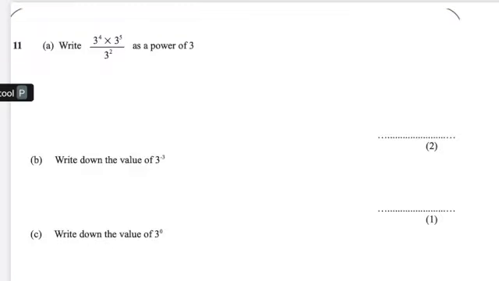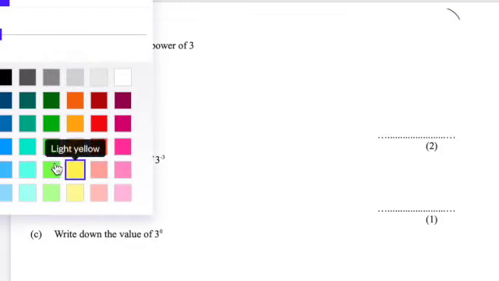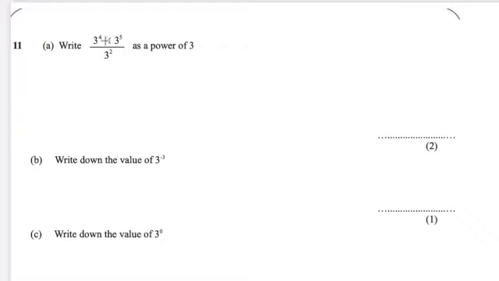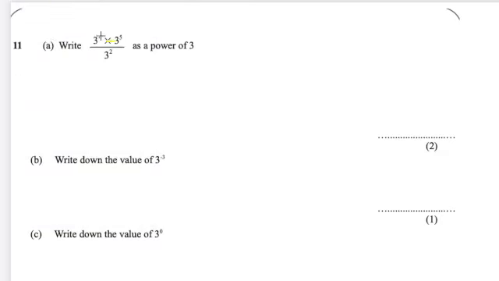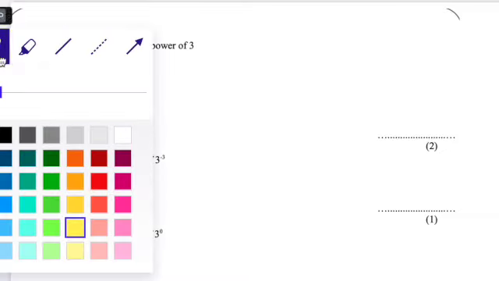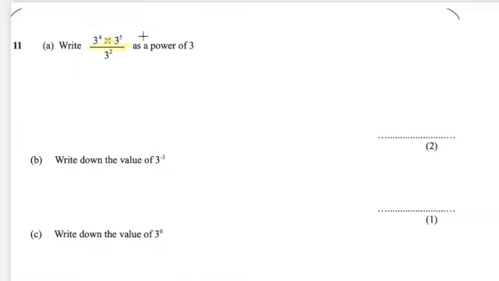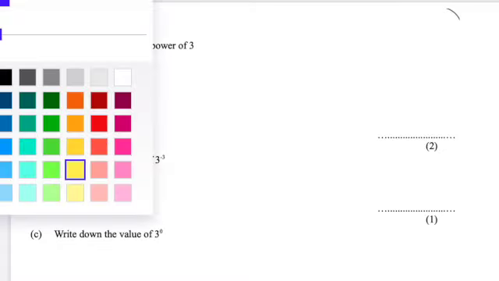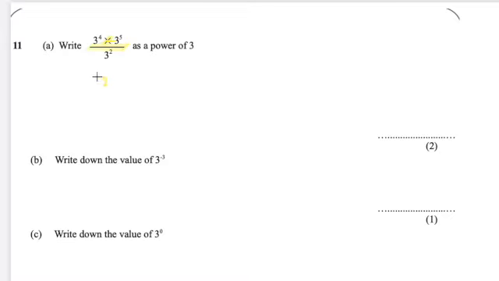Alright, moving on to slightly harder questions. We now have 3 to the power 4 times 3 to the power 5. And they want you to write it as a power of 3. This takes in rule 1 and rule 2, because you got 3 to the power 4 times 3 to the power 5. So that's rule 1. So you do 4 plus 5, which is 9. So you got 3 to the power of 9.